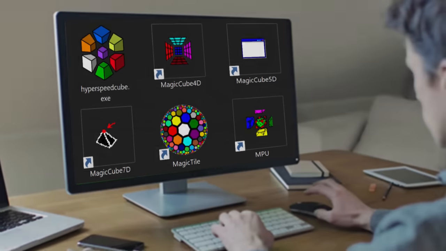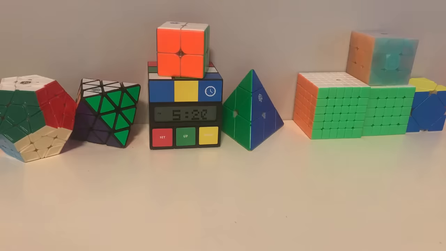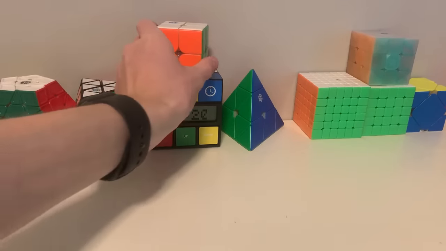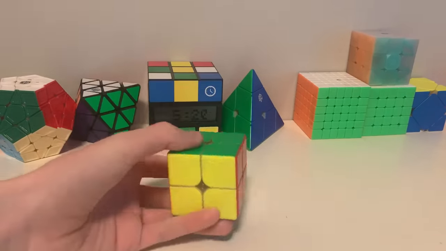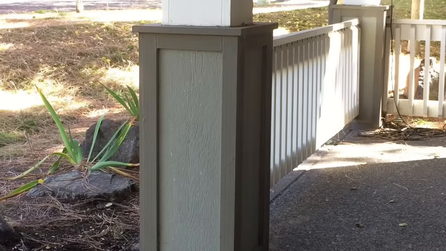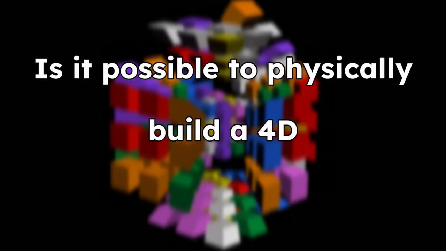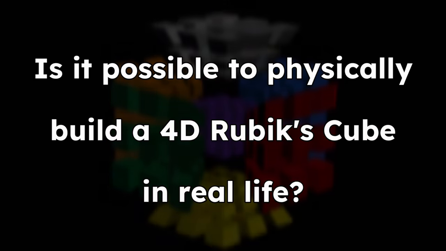These computer programs are really cool, but they're just that, computer programs. Cubers want something they can touch. They want to be able to pick up a puzzle, twist it, turn it, solve it, and put it back down. They want to be able to smash it, break it. But all of this begs the question, is it possible to physically build a four-dimensional Rubik's Cube in real life?